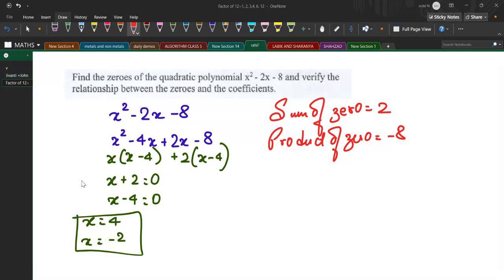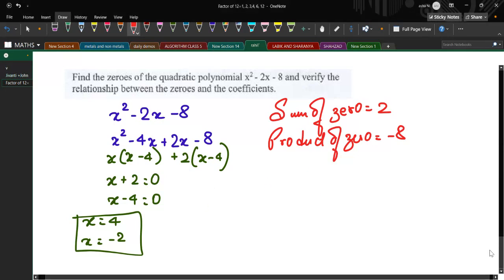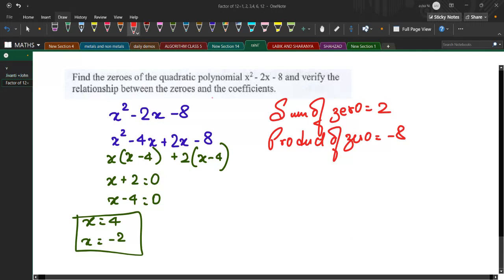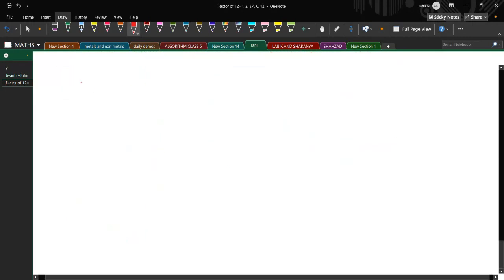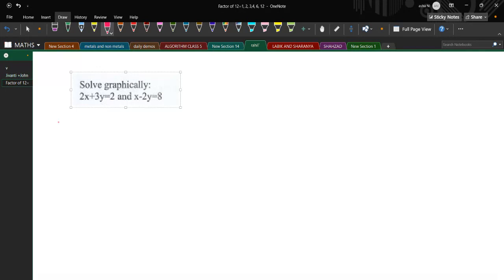Now the next one: solve the linear equations graphically. This is done now, we have verified the coefficients also. Okay, graphically we have to show 2x plus 3y is equal to 2 and x minus 2y is equal to 8. First we will make the table on the graph. So x, y. We can take more than 2 points. That is important.